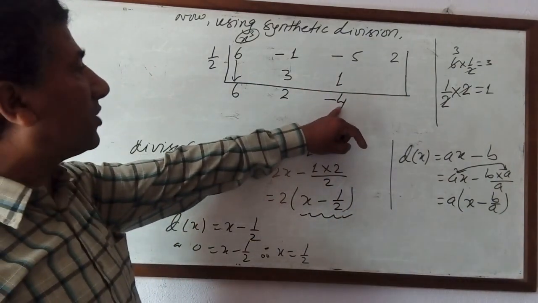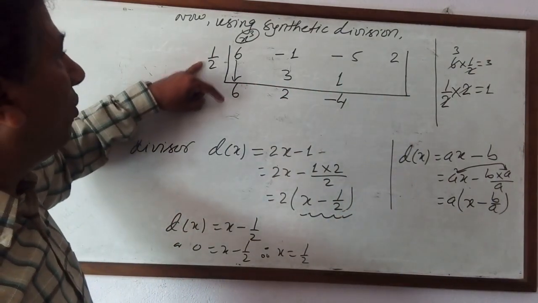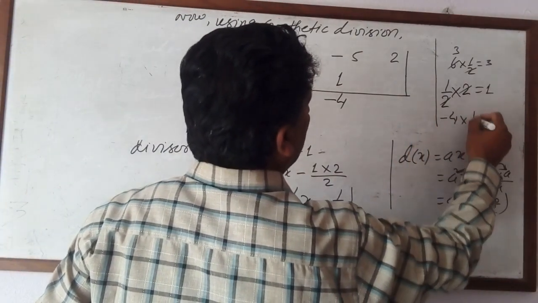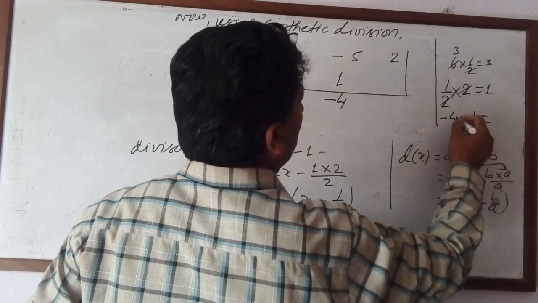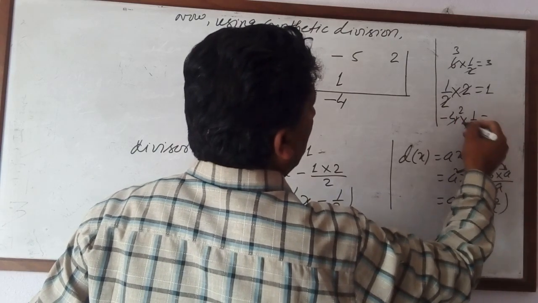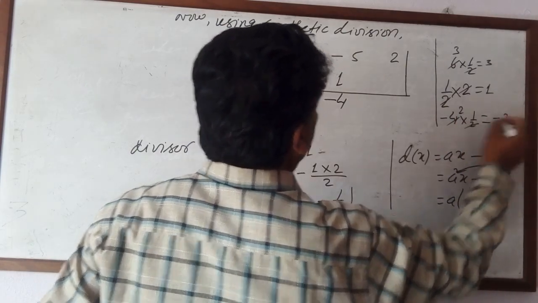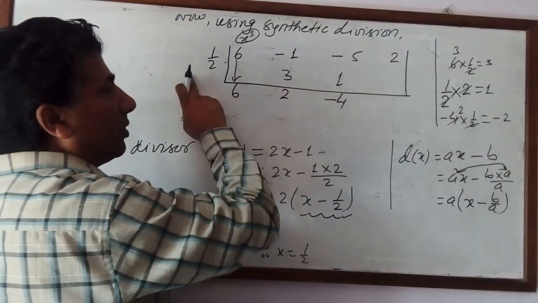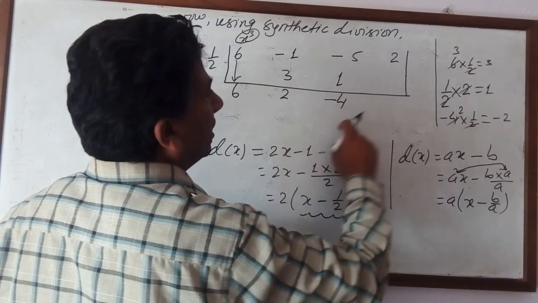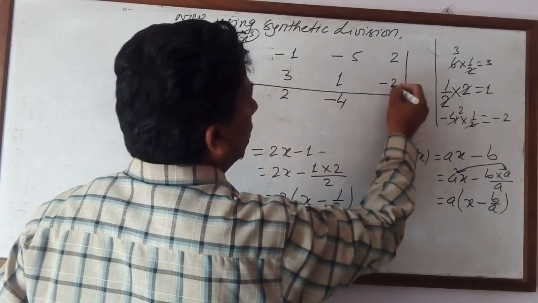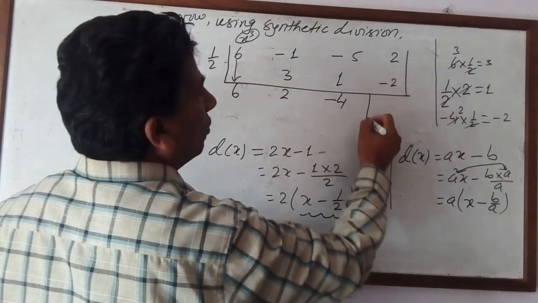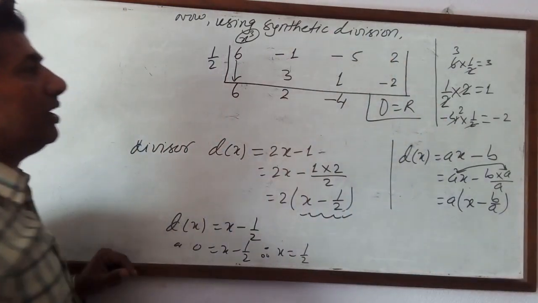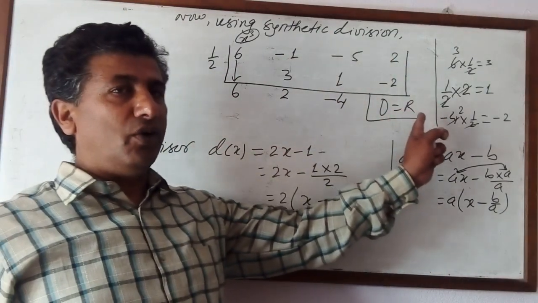Again multiply this minus 4 by this 1 by 2. This 4 cancels by 2, now minus 2. After multiplication, the product will be minus 2. Now plus 2 minus 2 is 0. That would be the remainder. Now we found the remainder 0.